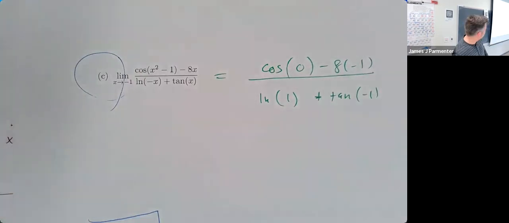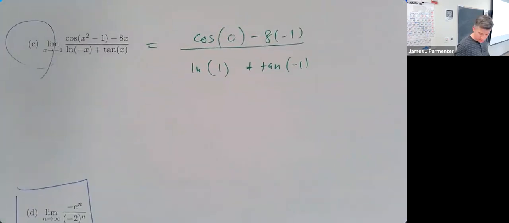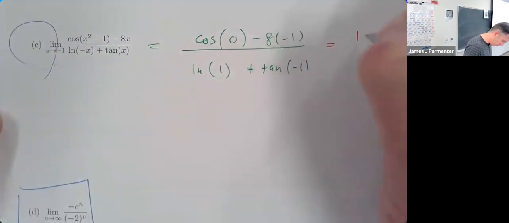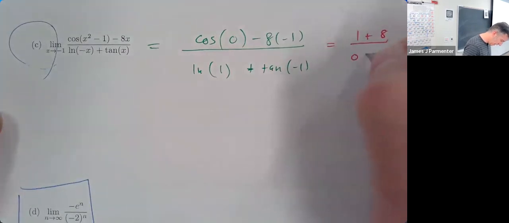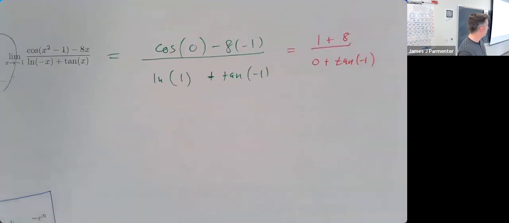I'll point out that this one is slightly annoying because technically you could simplify it a little bit. If you really wanted to, you could say cosine of 0 is 1. You've got 1 plus 8. Natural log of 1 is 0. I don't know what tangent of -1 is, and you shouldn't know what it is. No one should know what that is. But it's something that's not 0. So that's it. That's your answer.